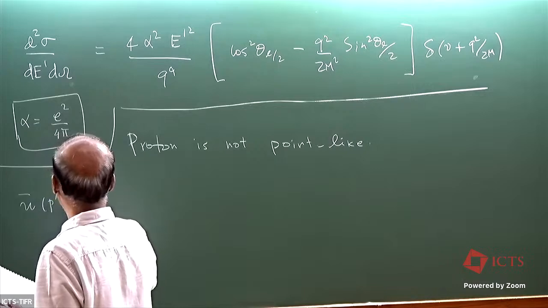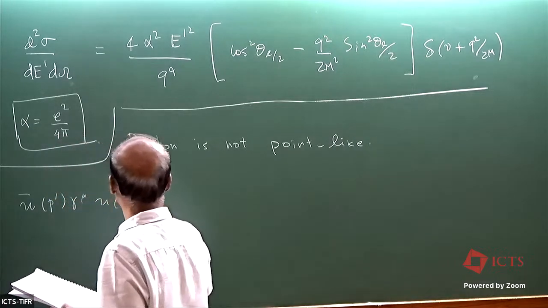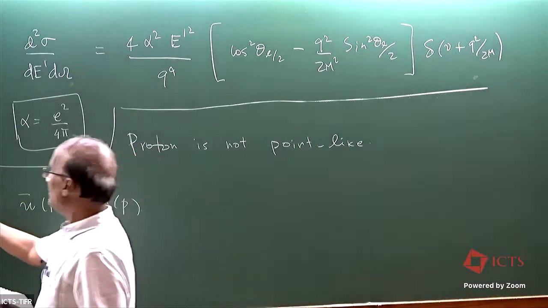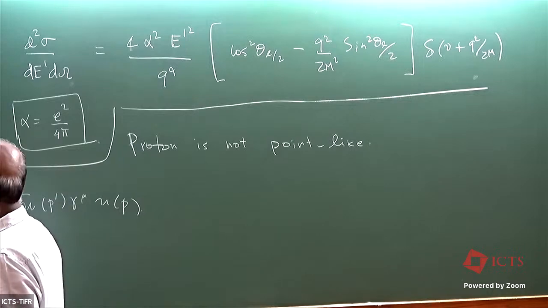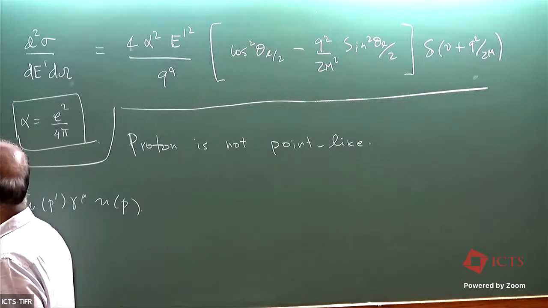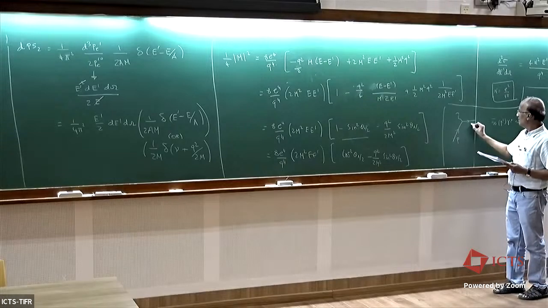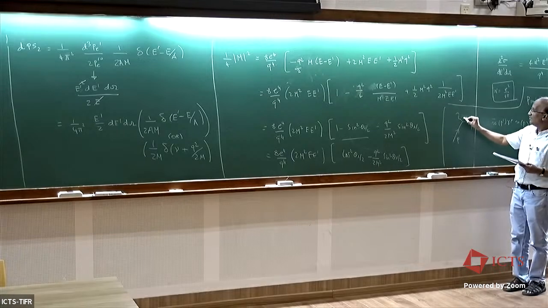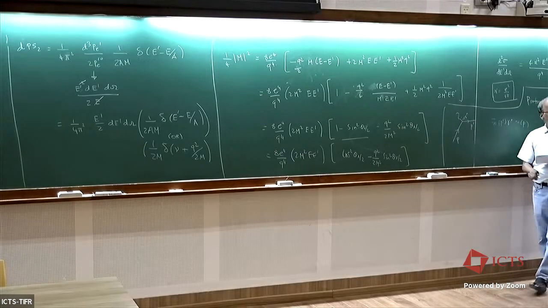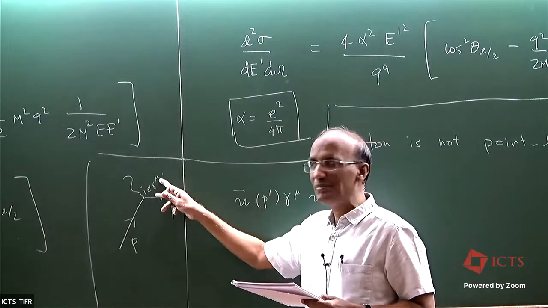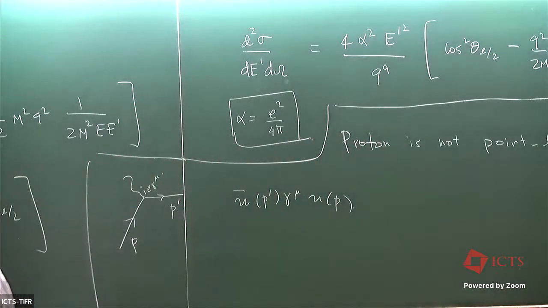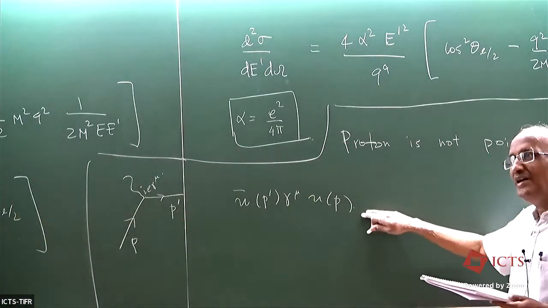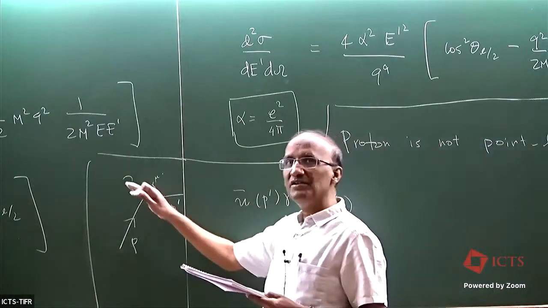So the proton, p prime, gamma mu, p: this is what I wrote down for this part. The way the proton couples to the photon in a point-like way is with i e gamma mu. That's why the second term contained u bar i e gamma mu u. This was the amplitude for a point-like proton interacting with the photon.